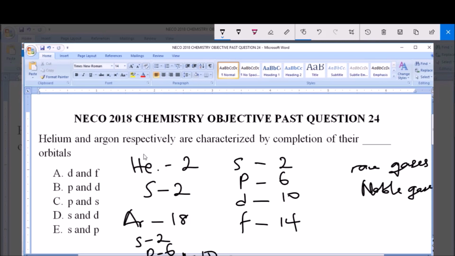So therefore the helium has complete s orbital, which is the outermost orbital, and the argon has complete d orbital, which is the outermost orbital. So therefore making them noble or rare gases, because they have their complete octet structure. And so therefore we say for helium the s is complete, and for argon the d is complete. So the answer is S and D, and that is option D. S and D is the answer.